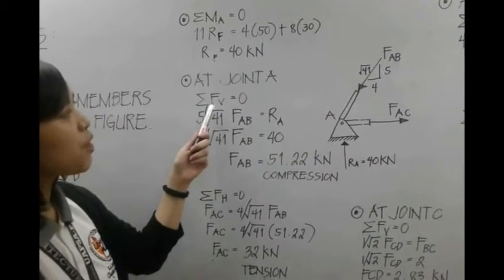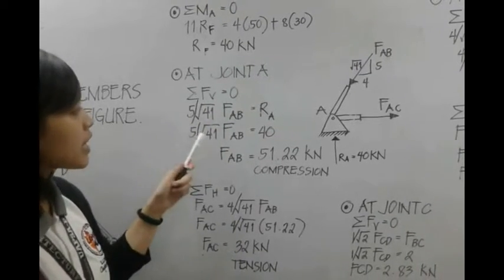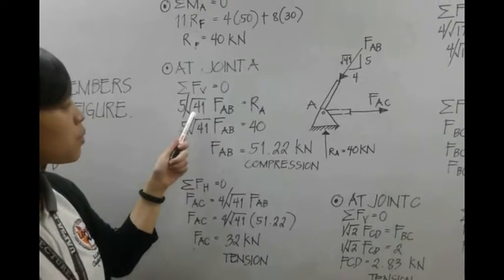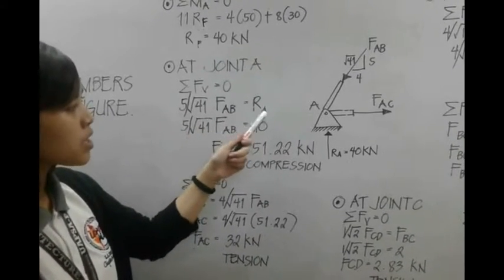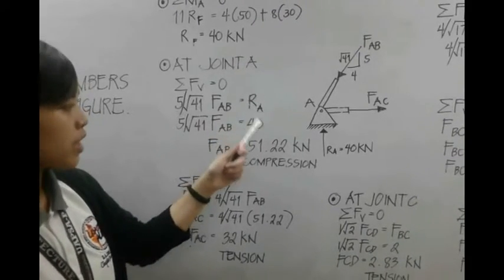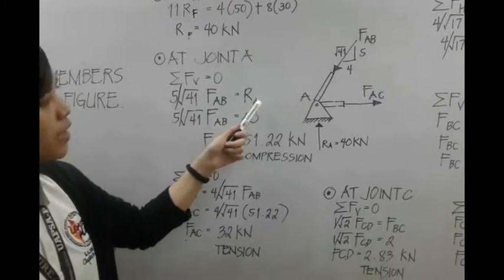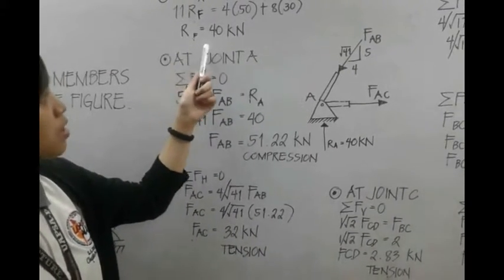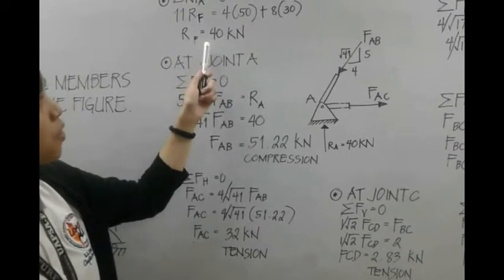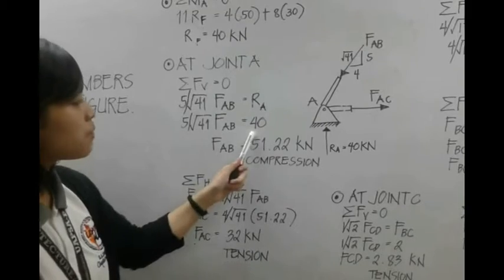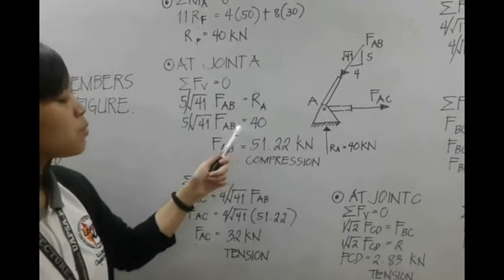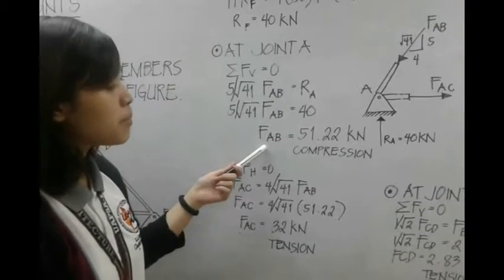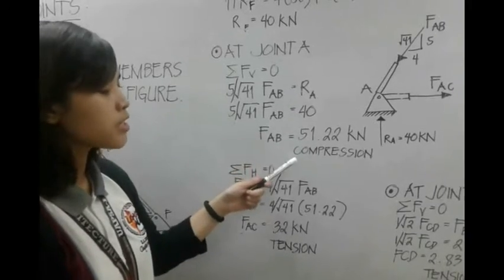The summation of vertical forces in joint A is equal to 0. To get the value of the force acting on AB, we multiply it by 5 over square root of 41 and equate it to RA, which is the force acting on A. Since we already obtained the value of the force acting on A in our previous solution, we substitute the value 40 kilonewton into this equation. After obtaining this equation, we get the value of the force acting on AB. The force acting on AB is equal to 51.22 kilonewton, which is compression.